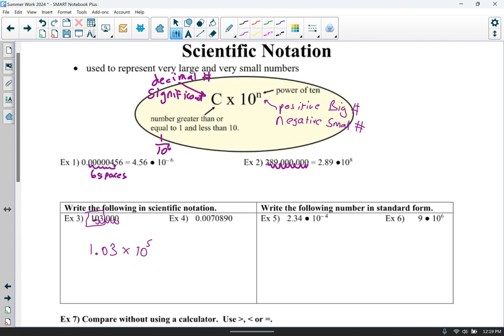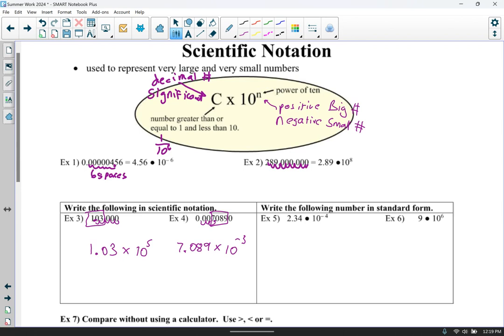0.007089. Again, I'm going to box the non-zero numbers, which for this would be 7089. That extra 0 there is irrelevant, so we're going to ignore it. I'm going to put the decimal point between 7 and 0, making it 7.089 times 10 to the, this is a small number, a decimal number, so I know our exponent is going to be negative. Now I'm just looking for the place values. It moved 1, 2, 3 places, so times 10 to the negative third.